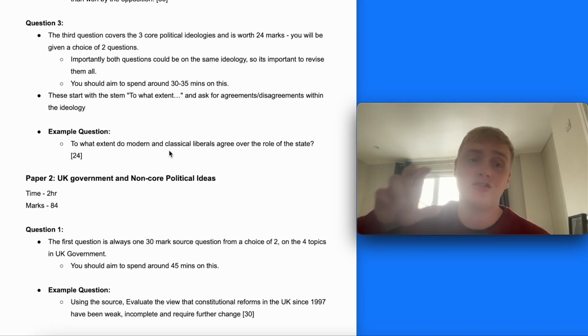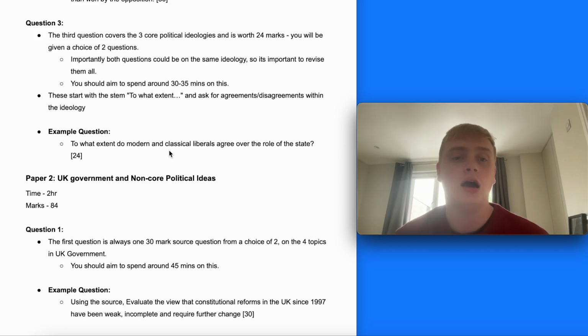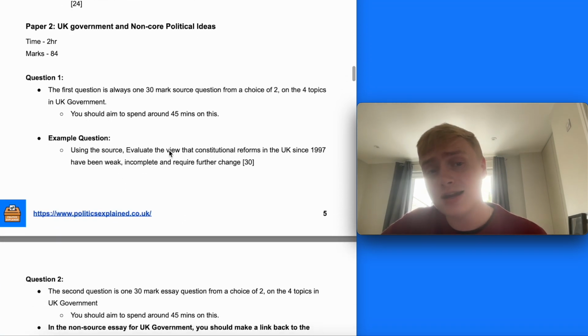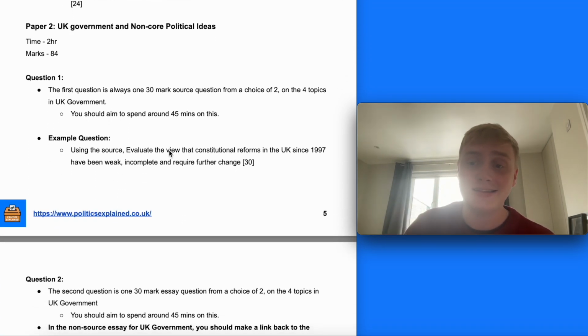It's 24 marks and you spend around 30 to 35 minutes on it. And it's really about, as I mentioned, the extent of agreement or disagreement within the ideology. For example, to what extent do modern and classical liberals, which are 2 different types of liberals, agree over the role of the state. Paper 2 then, as I mentioned, is very similar, exactly the same structure, where you have a source question, choice of 2, essay question, choice of 2, and finally an ideologies question.